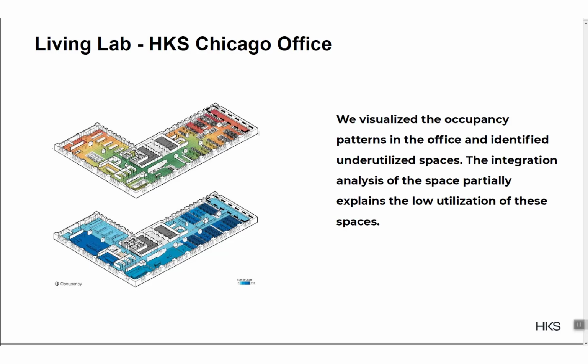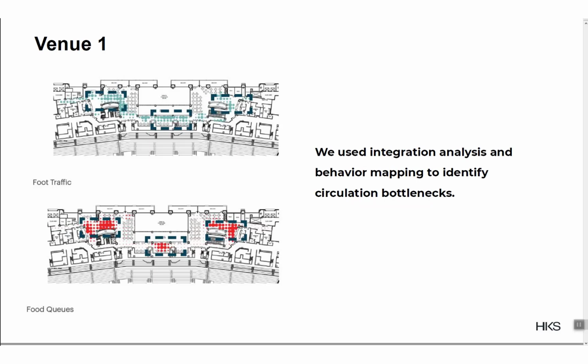This is the last project. Another project we did was for a venue, a stadium, and we wanted to understand what the bottlenecks in a space are, and why they are bottlenecks. This is the food court area of the stadium, one of the concessions. We collected data on where people walk and where people queue for food, and we saw that where people are queuing is the same as where people are walking. So we saw a lot of congestion in these areas.